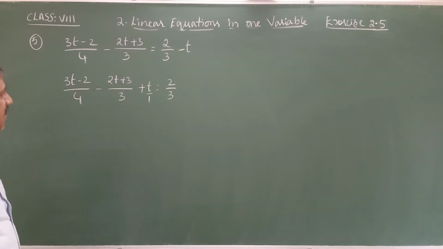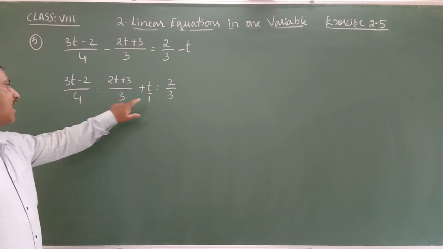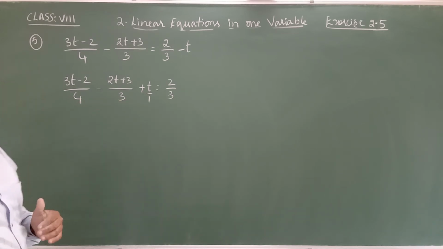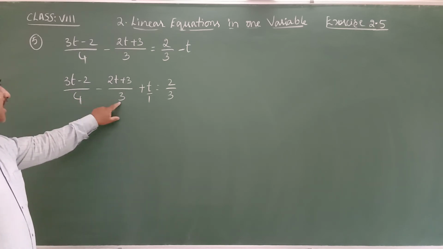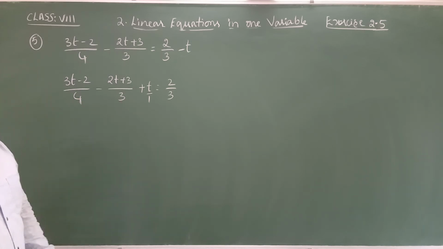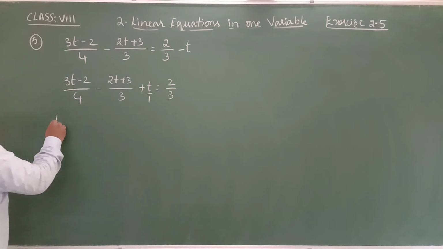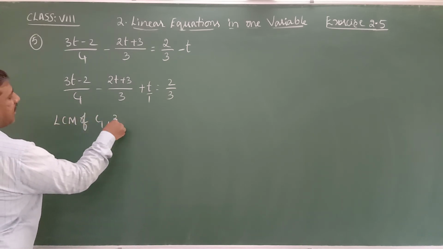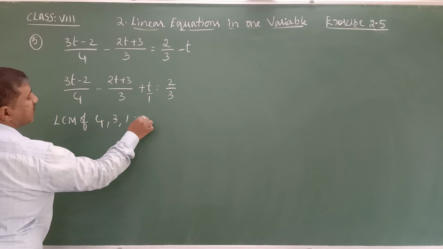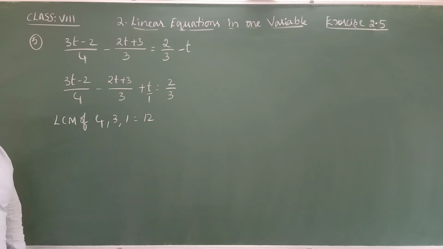So take the LCM of the denominators. 4, 3 and 1 are all co-primes, so their LCM is their product itself. 4 into 3 is 12, 12 into 1 is 12. Now the LCM of 4, 3 and 1 is equal to 12, their product itself.